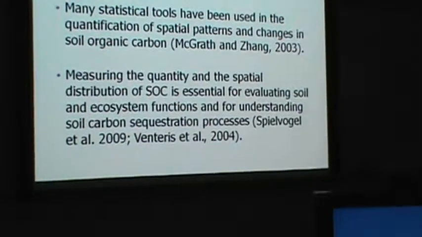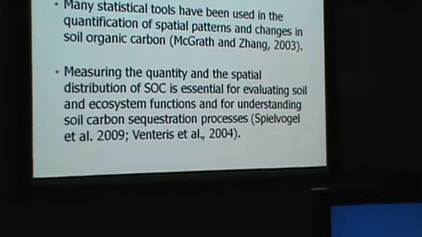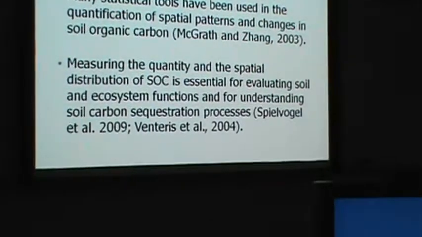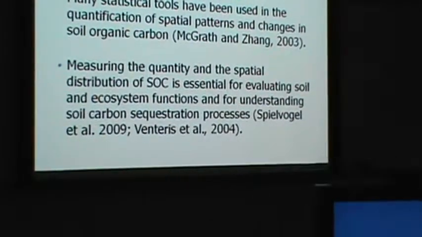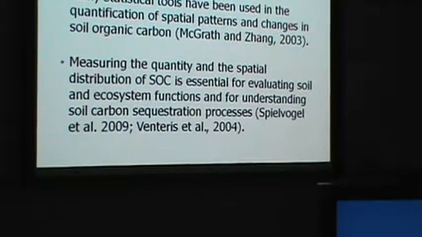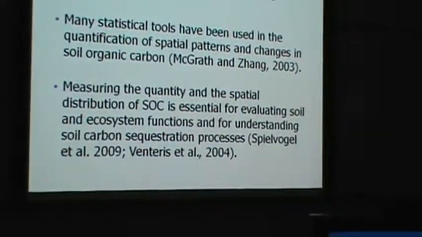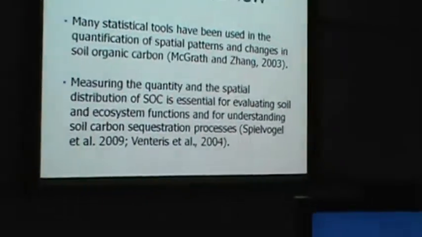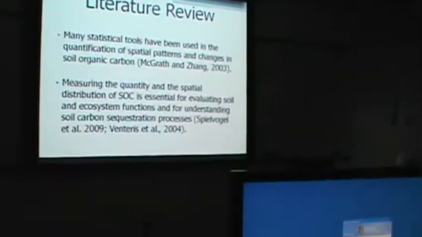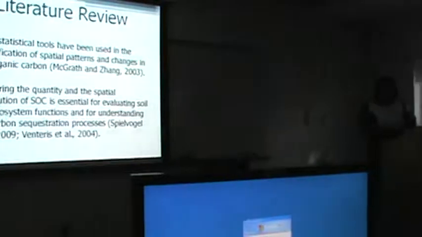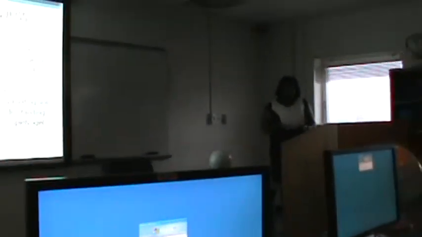Many statistical tools have been used in the quantification of spatial patterns and changes in soil organic carbon. Measuring the quantity and the spatial distribution of soil organic carbon is essential for evaluating soil and ecosystem functions and for understanding soil carbon sequestration processes. For many years, it has been recognized that the spatial pattern of soil organic carbon is controlled by environmental state factors.